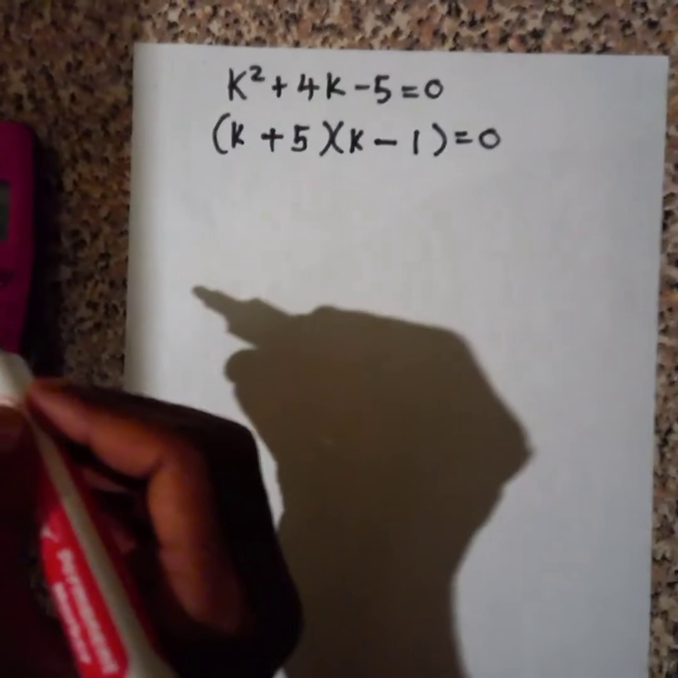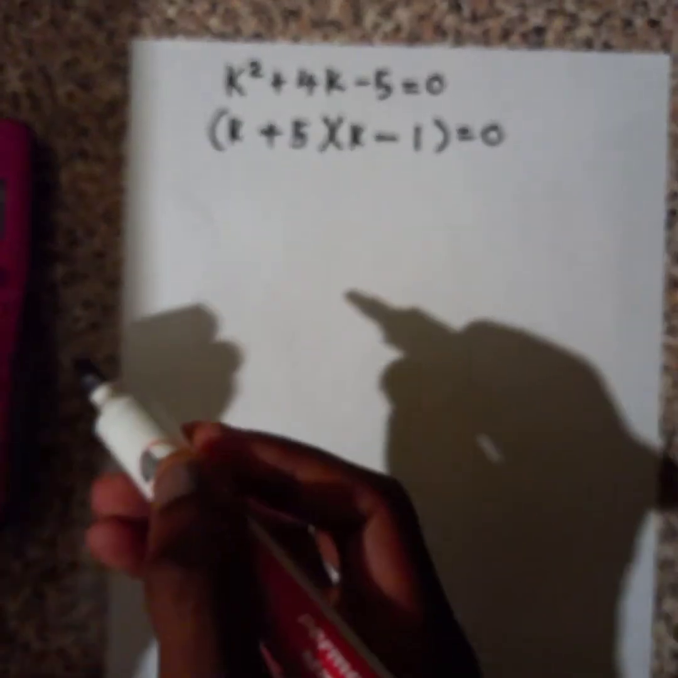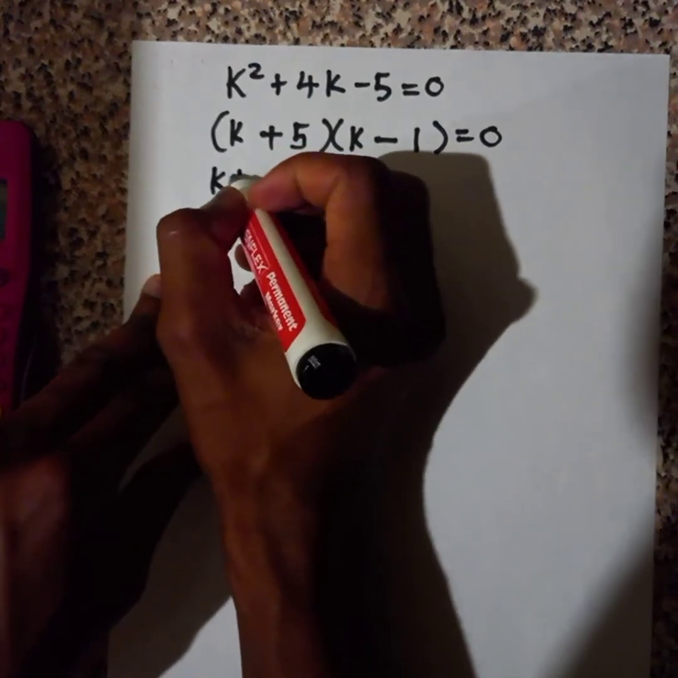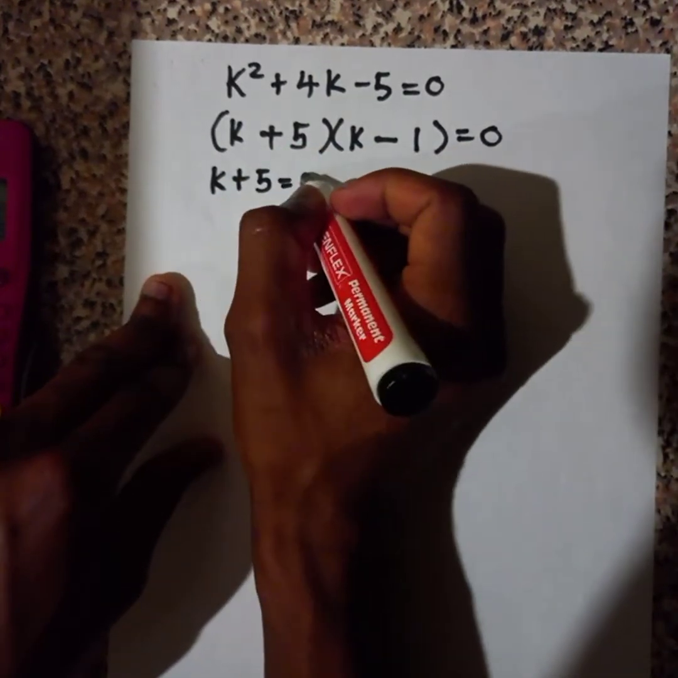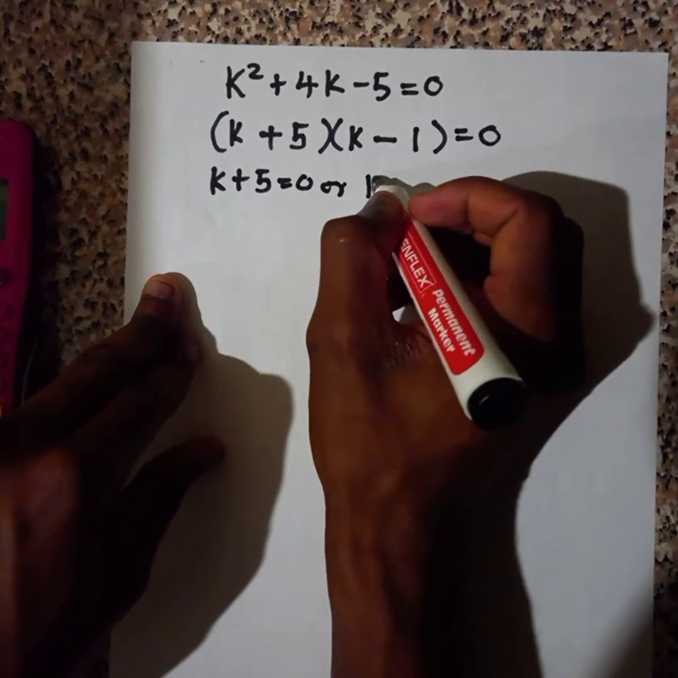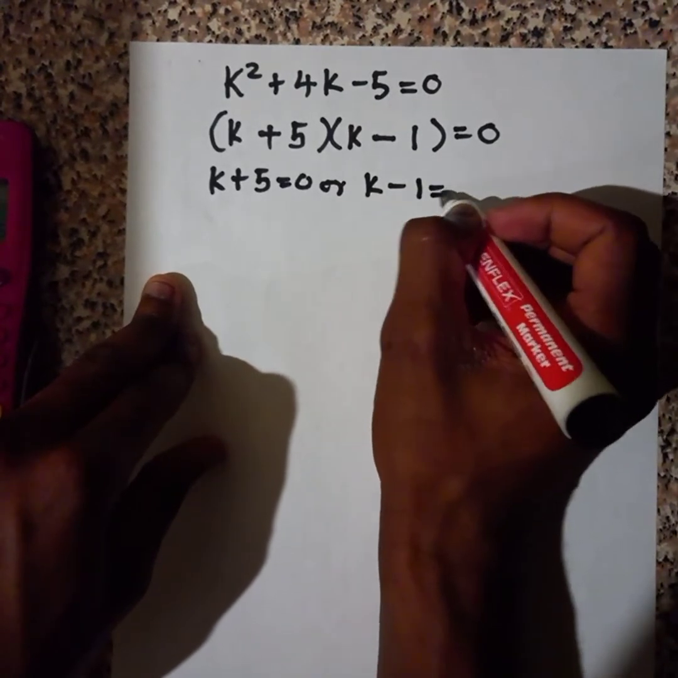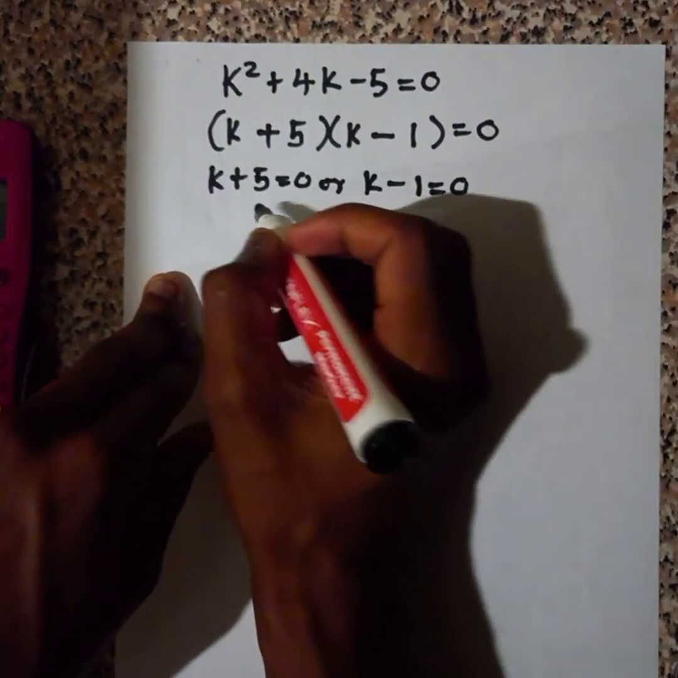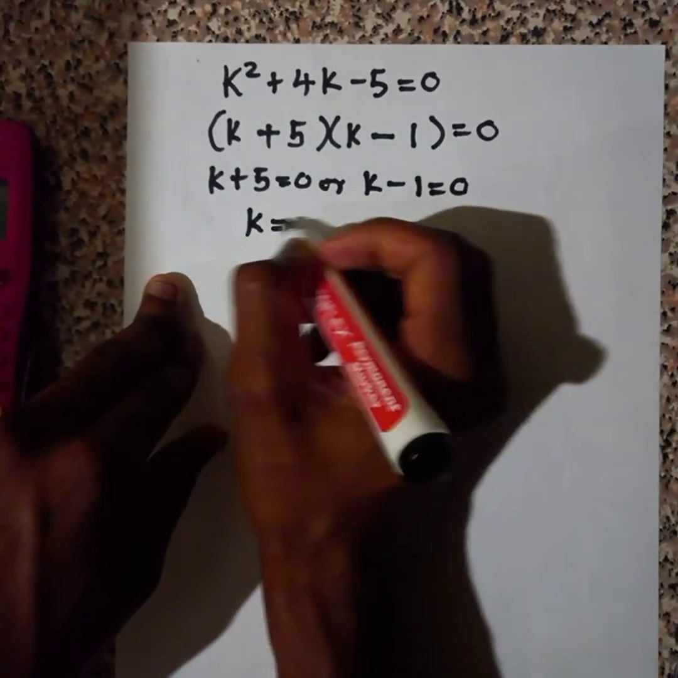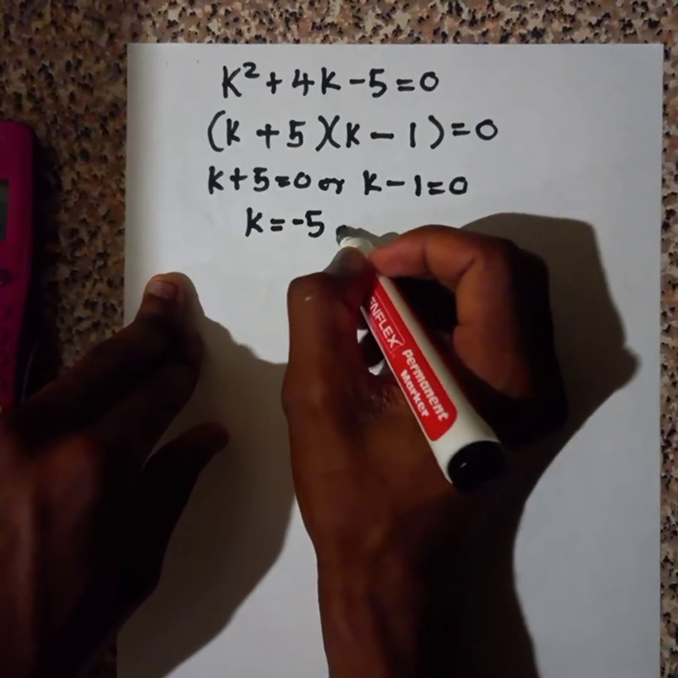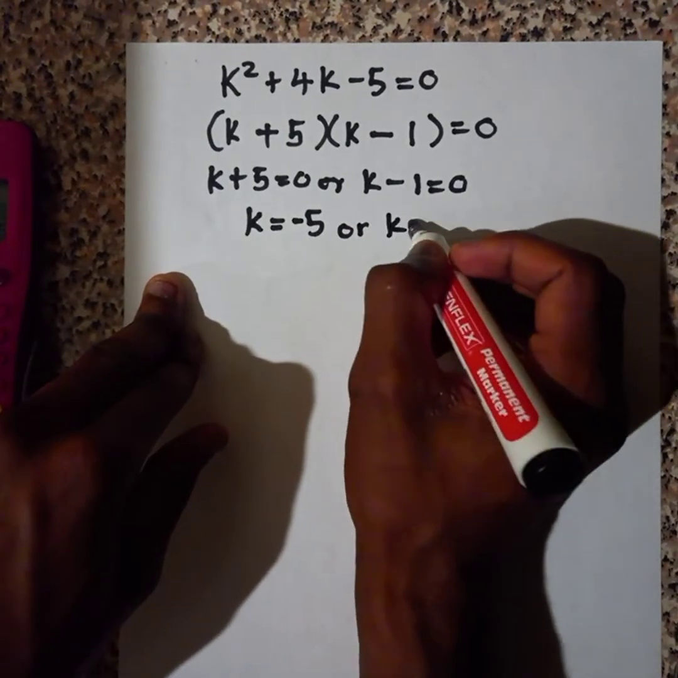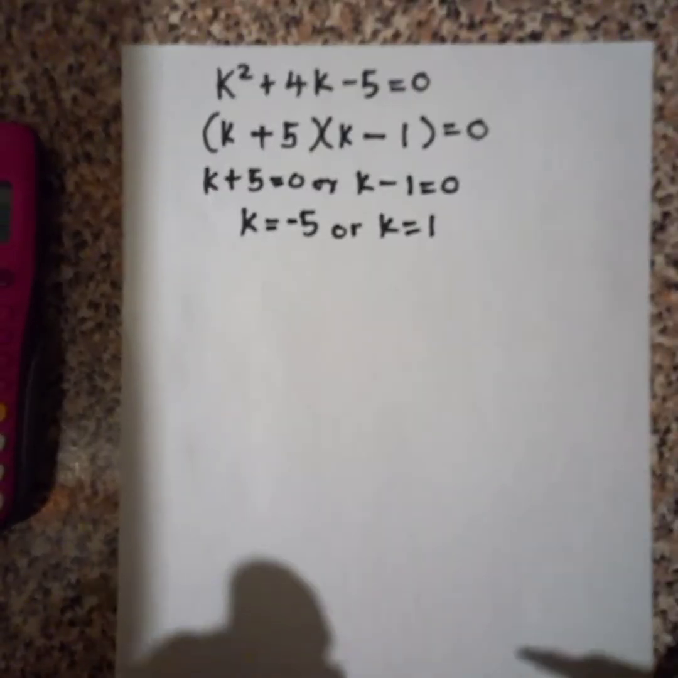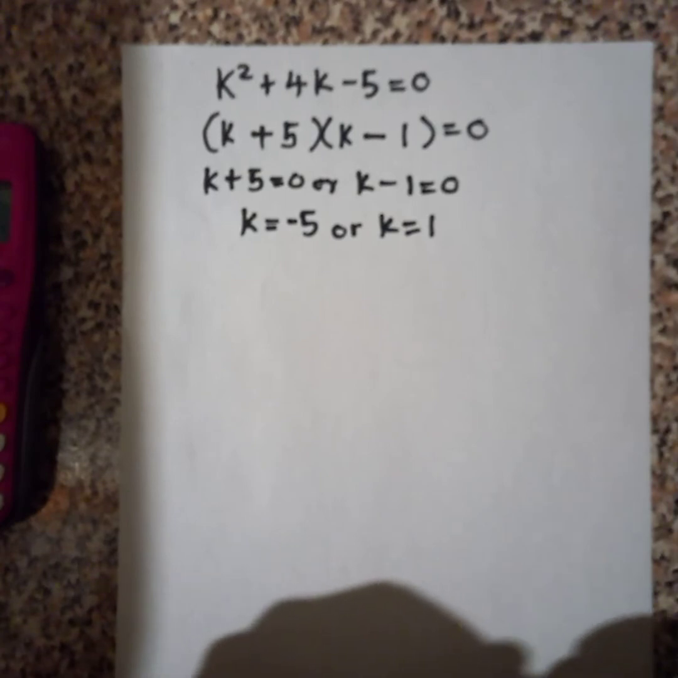Let us find the roots. It's so simple by using what? The zero factor theorem. We will say k plus 5 is equal to 0, or k minus 1 is equal to 0. We'll then take 5 and transpose it to the right hand side, and it becomes negative 5, or k is equal to 1. Do you understand, my fellow learners?